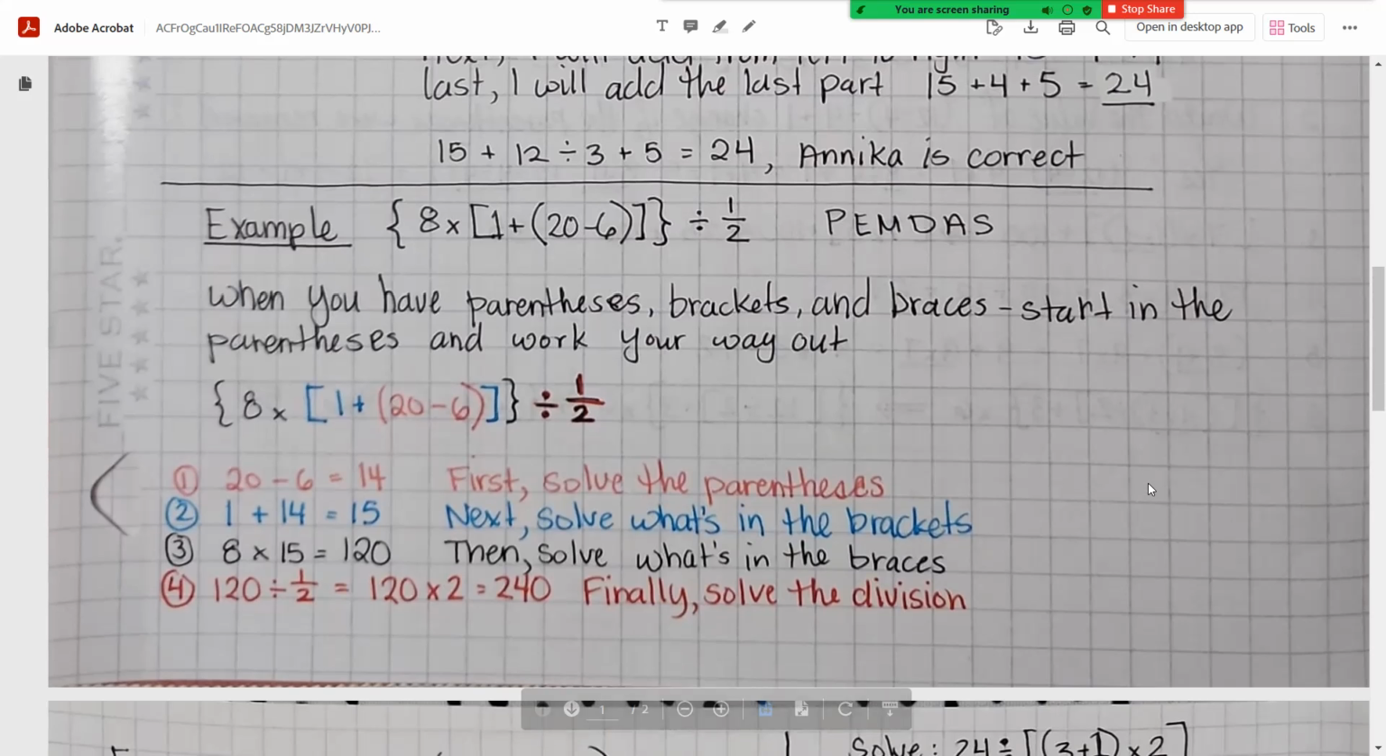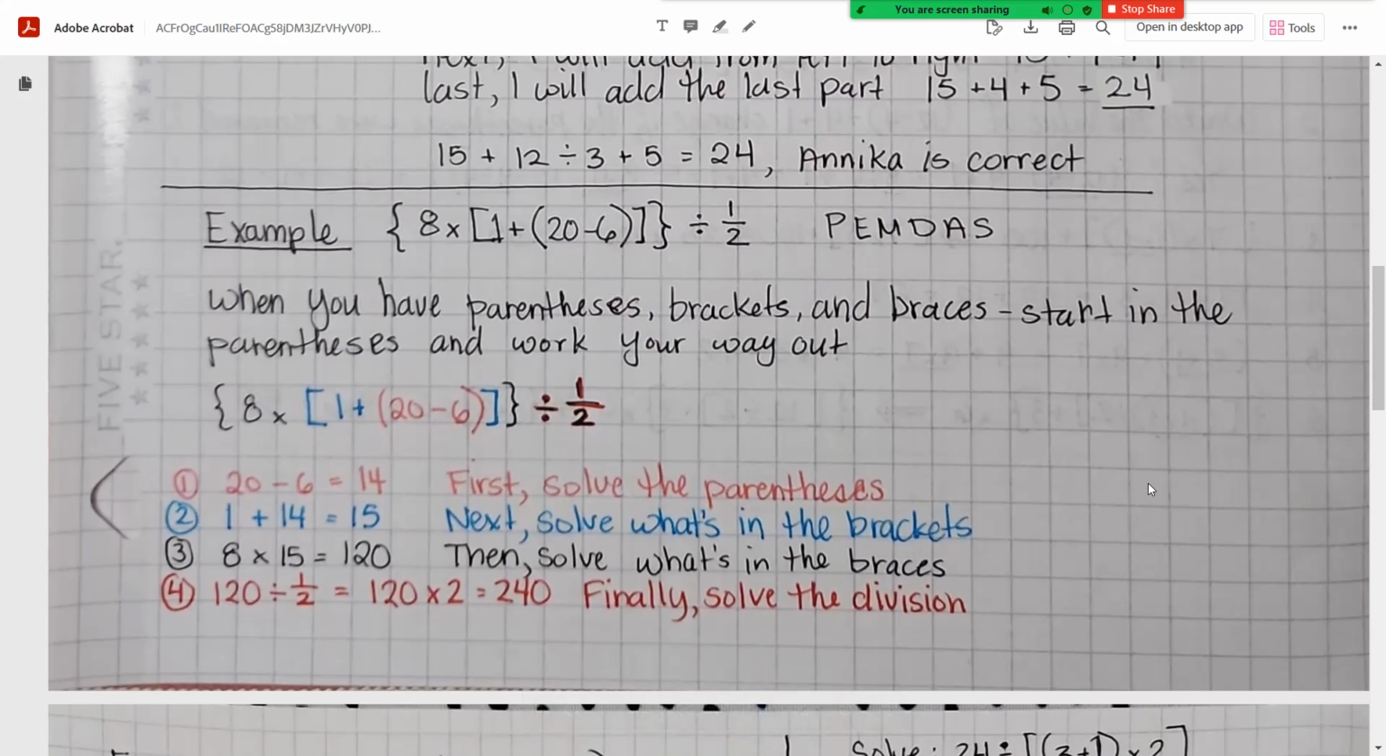Now our next example is a little bit more involved, but it's not hard once you break it down. We have in our braces 8 times what's inside of our brackets, which is 1 plus whatever is inside of our parentheses, 20 minus 6. And all of that is divided by 1/2. So 8 times 1 plus 20 minus 6 divided by 1/2. So I'm going to focus on my order of operation. I've got my PEMDAS written out on the side.